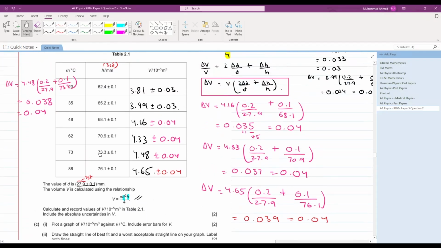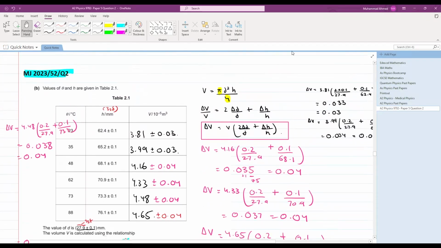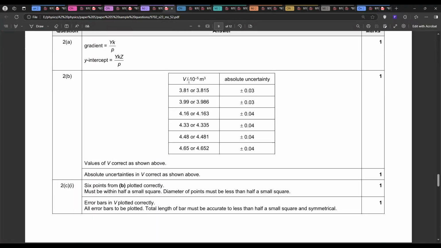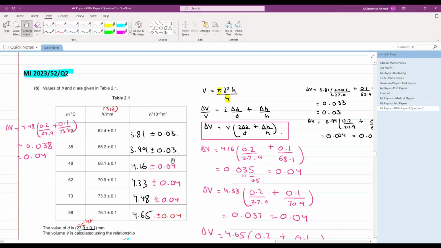Let's check it out in the marking scheme. This is May June 2023, paper 5, variant 2. So let's check in the marking scheme here. And we have it here. So if you analyze here, you can see luckily we are given the uncertainties in the column: plus minus 0.03, plus minus 0.03, and the last four are 0.04. This is what our answer tells us as well: plus minus 0.03, plus minus 0.03, and the rest are 0.04.